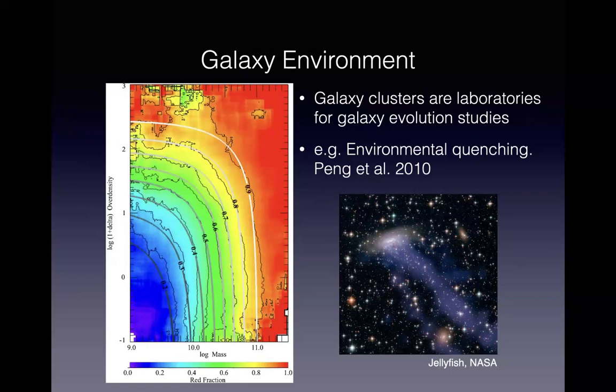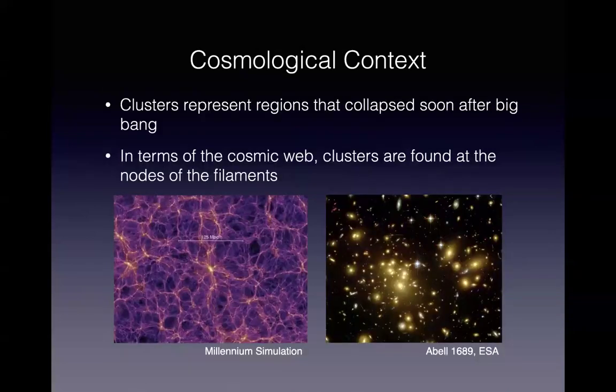So that's the effect galaxy clusters have on galaxies themselves. They're also very interesting from a cosmological context. So they represent regions that collapsed soon after the Big Bang. You can look at a kind of cosmic web here from the Millennium simulation. This is just a pure dark matter simulation. You can see here that the cosmic web is made of filaments and nodes. And the nodes of the cosmic web, particularly the major nodes, are where the galaxy clusters lie. So you would expect to find something like this here at this node in the cosmic web.